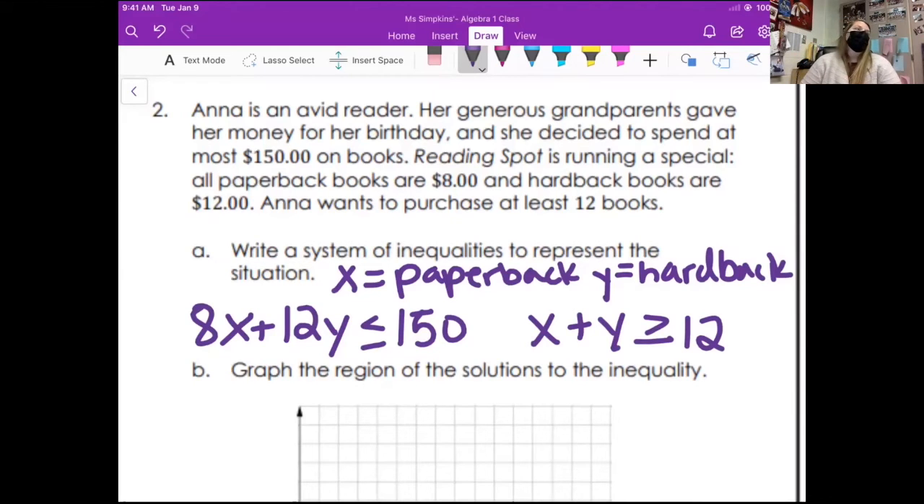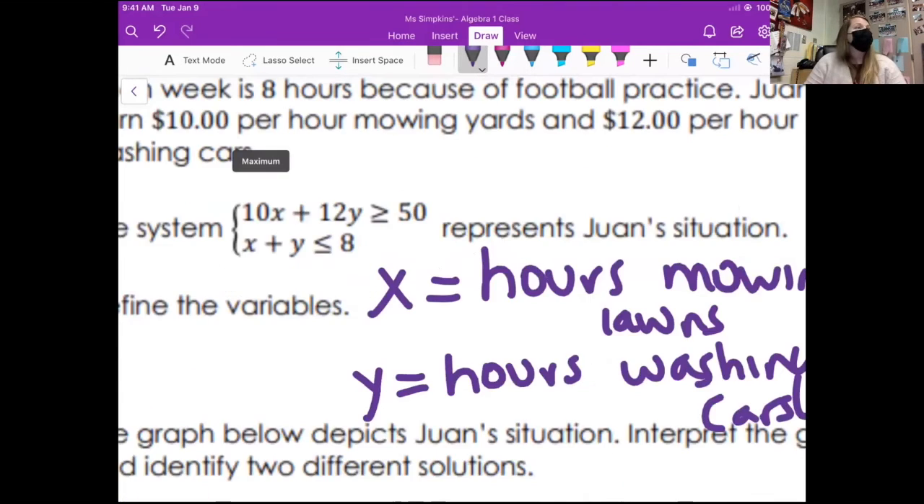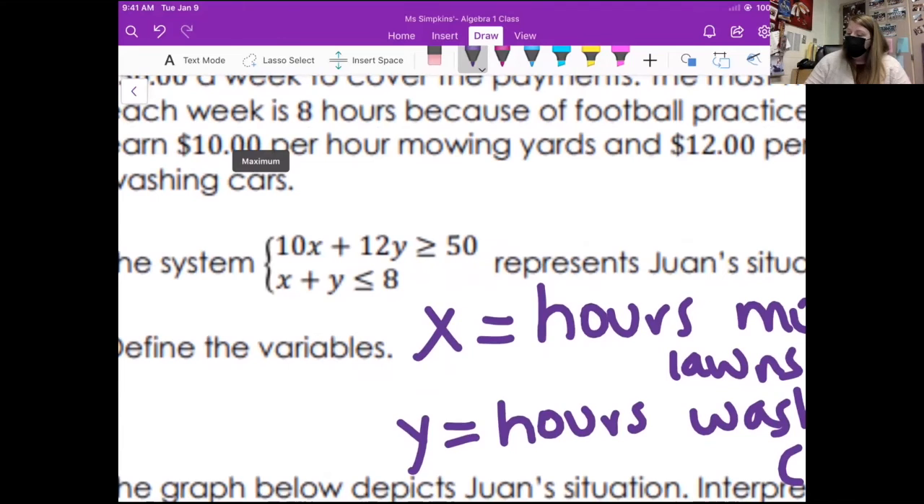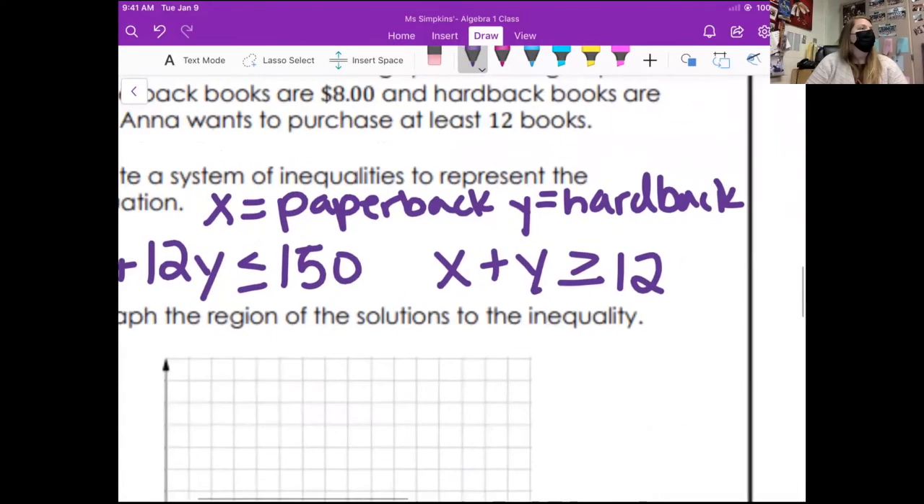So basically, the second will always be X plus Y. I don't want to say always, because I run into issues saying that, but a lot of the times, yes. And you'll notice in the first one, the inequality symbol was the opposite way because he couldn't work more than 8 hours, right? And this one, she wants at least 12 books. So that's why it's flipped over the other way.